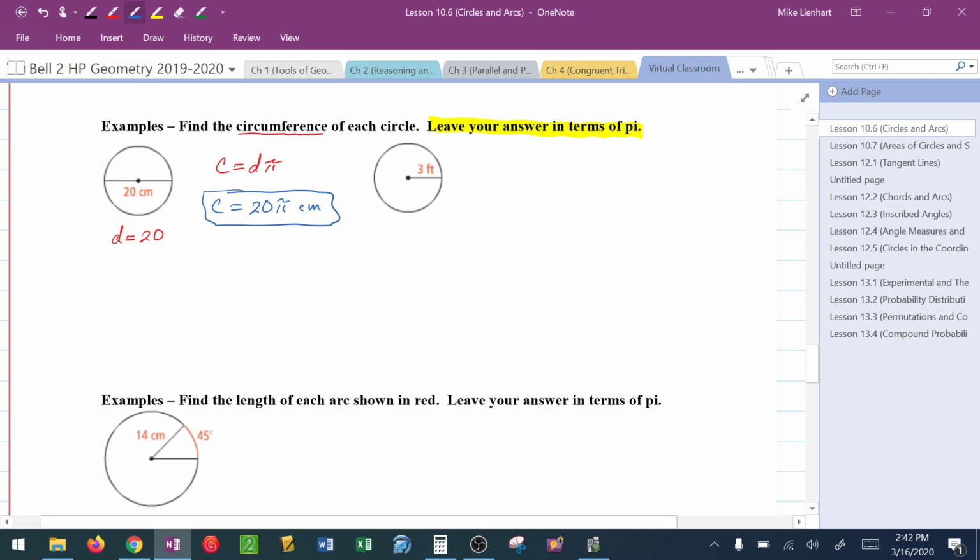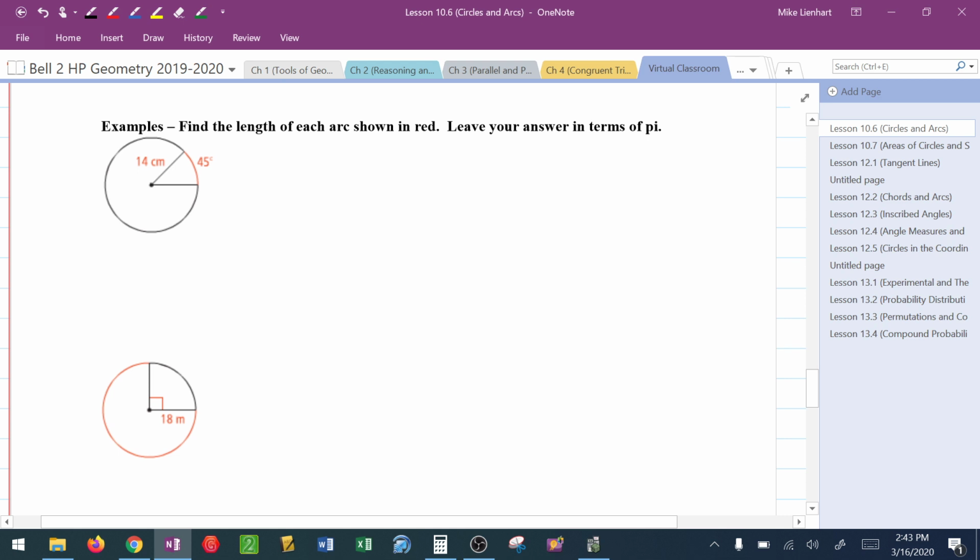Now, if they had said round this to the nearest hundredth, then on my calculator, I would have taken 20 times pi. All right? In the second example here, they give me a radius. I know the radius is 3. I can use 2 pi r, but I just say, you know what, let's make it easier. If the radius is 3, the diameter is 6. The circumference is d pi. So then I know that the circumference, very simply, is 6 pi feet. All right?